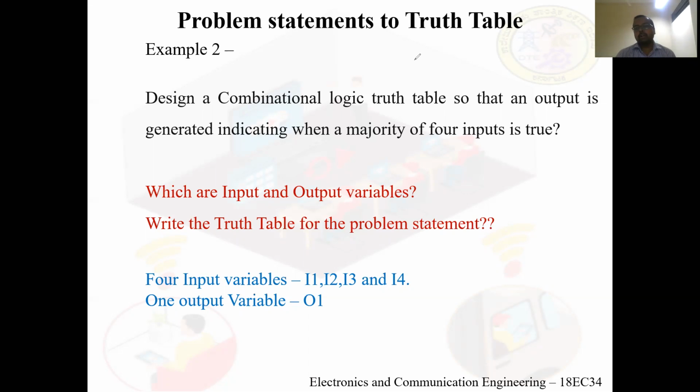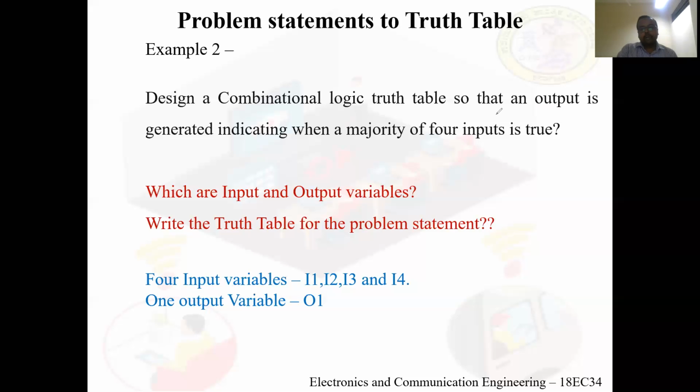depending on the inputs here, it says when the majority of the 4 inputs is true. What is the majority out of 4 here? It is 3 or more than 3. That we call a majority, right? When 3 or more than 3 inputs are high, then only the output is equal to high there, right? This is the problem statement what we have.